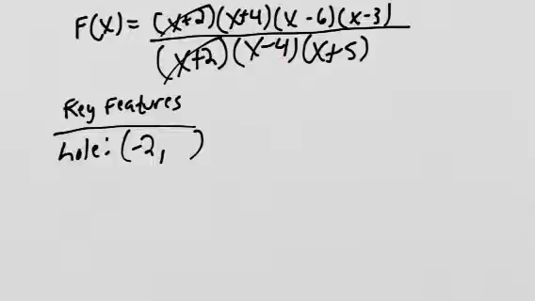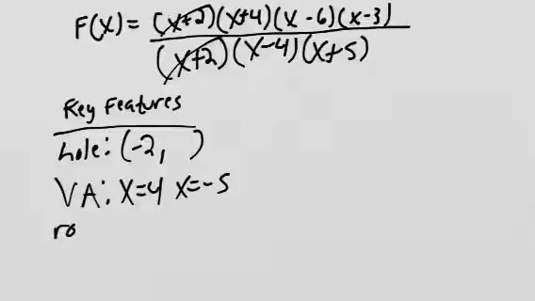So it looks like we have some vertical asymptotes, and we have them at x equals 4 and x equals -5. And then we should put in our roots, or our x-intercepts. So we're looking up here for the roots and x-intercepts. We get x equals -4, 6, and 3.